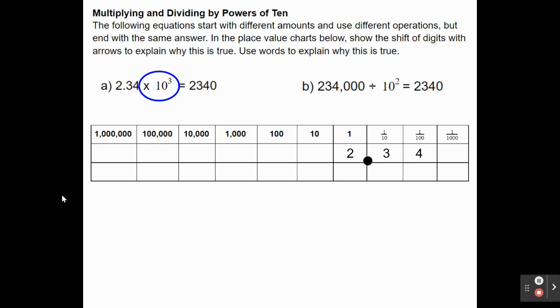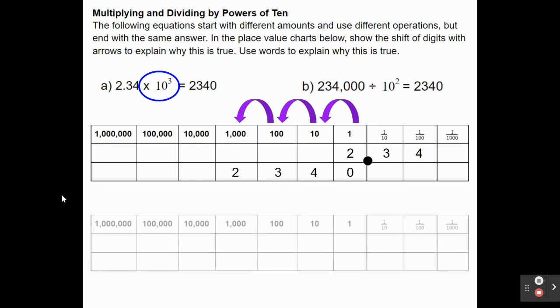We're multiplying by 10 to the power of 3, so that means each digit is going to shift 3 places to the left. Let's start by shifting the 2. We're going to move it 1, 2, 3 places to the left. So the 2 is going to be in the thousands place. The 3 also shifts 3 places to the left, putting it in the hundreds place. The 4 is going to shift to the tens place, and since there's nothing in the ones place, we can put a 0. So these arrows show how each digit is shifting 3 places to the left to make our number bigger. Let's do the same for problem B.